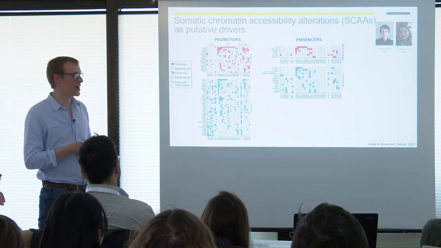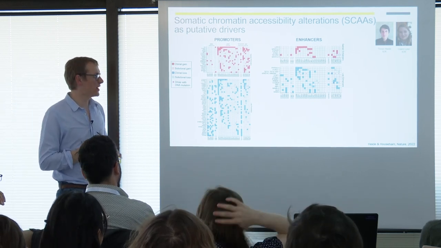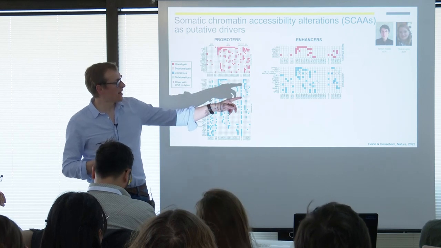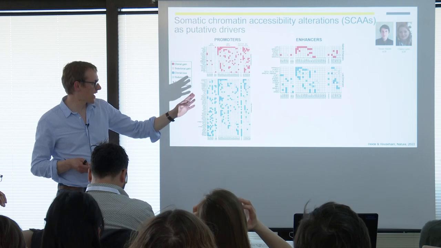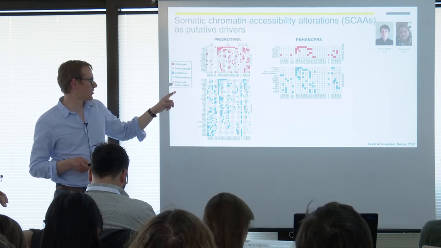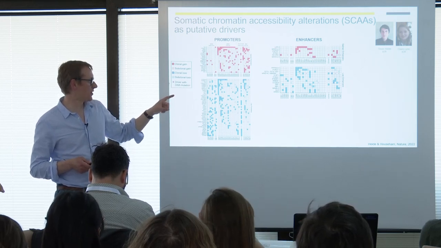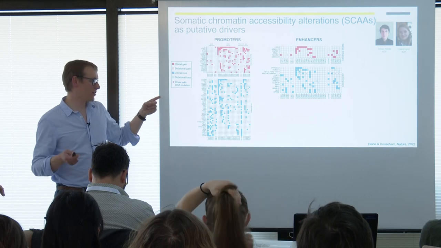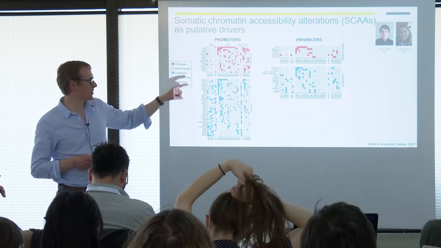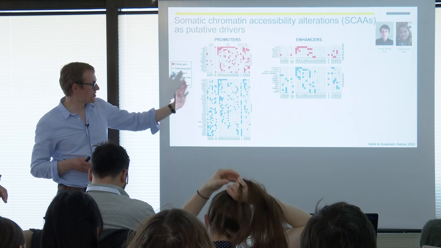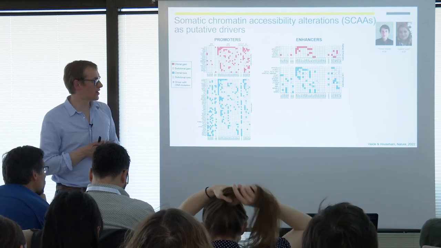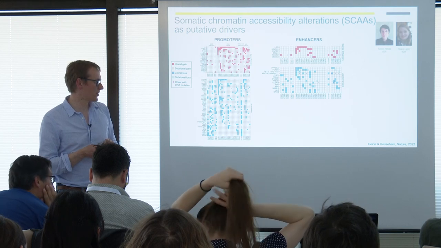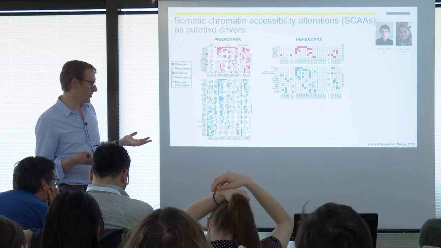If we look across all the tumours at once and ask how often we see recurrent changes in chromatin accessibility, promoters on the left, enhancers on the right, each row here is a gene, each column is a different cancer, and the colour tells you whether the change in accessibility was found clonally as a gain or clonally as a loss, or subclonally as a gain, subclonally as a loss. You can see there are a bunch of alterations in the chromatin structure of genes which occur recurrently across different cancer types. And often they're in putative cancer driver genes.